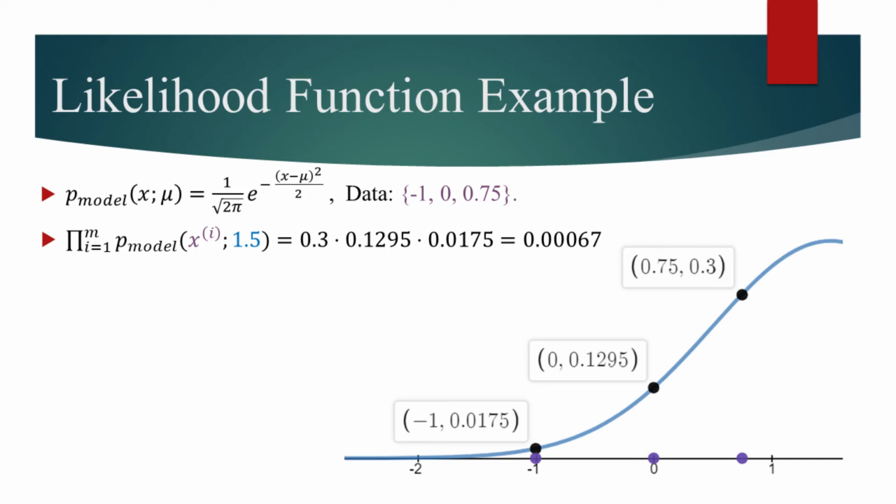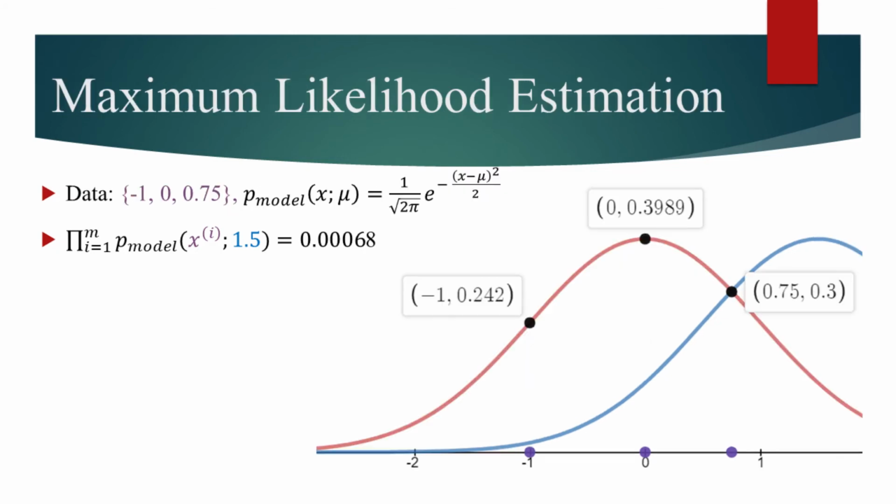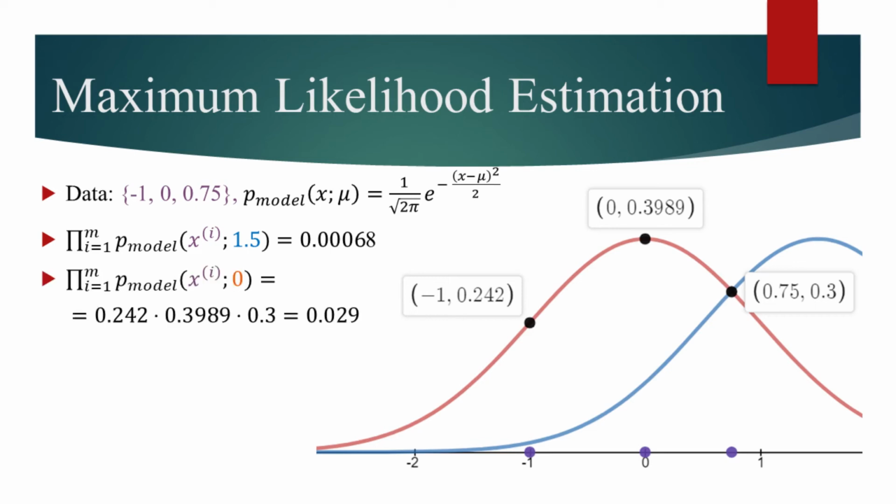Now let's compare it with the case when the mean of our model is 0. The orange probability density function corresponds to the PDF of our model when the mean is 0. If we evaluate the likelihood, we will see that it is greater than in the case with mean 1.5. It can be observed visually that the case with mean 0 has more probability mass around the data points. This can be interpreted in a way that the true distribution is more likely to have had a mean of 0 than a mean of 1.5.